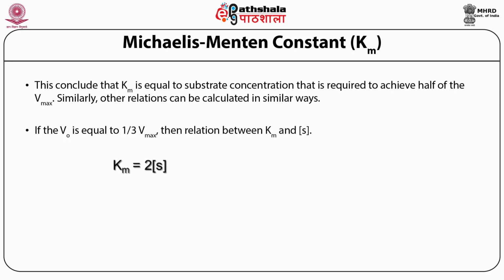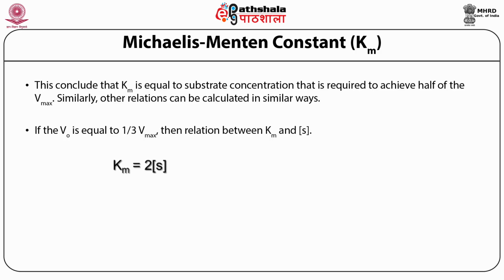And if you solve that equation, then you will see that the relation that comes out is Km equals double the substrate concentration. So if you put this particular condition, then you have another definition here. That is, Km is double the substrate concentration that is required to achieve 1/3 of the Vmax.